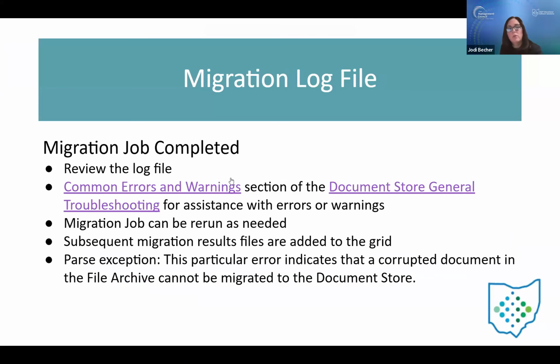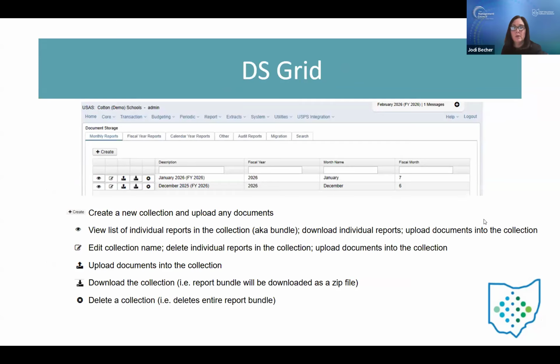So again, when you run those migrations, you're going to review those log files, whether they're successful or not. And we reviewed the common errors and warnings section of the document store general troubleshooting page. Lots of great information out there for you. Again, that migration job can be rerun as many times as needed to successfully migrate those files. Each subsequent run will have its own migration log file that will accumulate in the grid. And we did talk about that parse exception for corrupt file. So if there are no questions for me, I'm going to turn it over to Michelle.